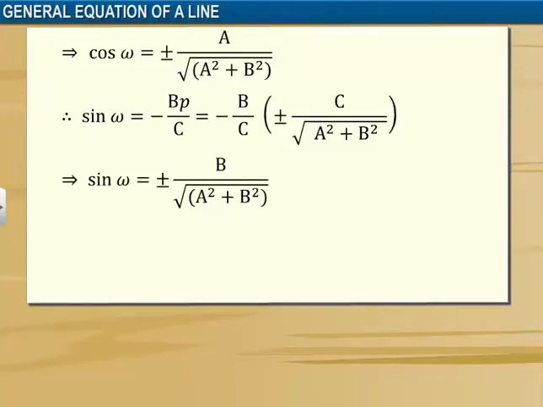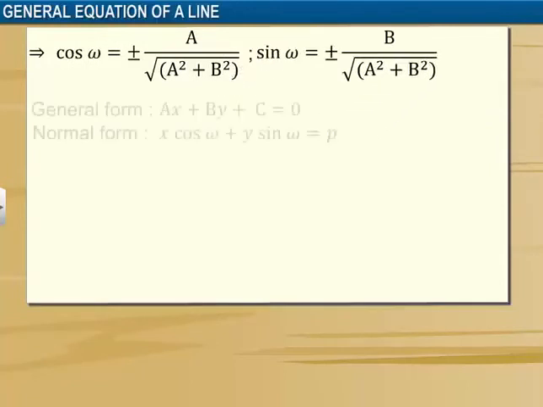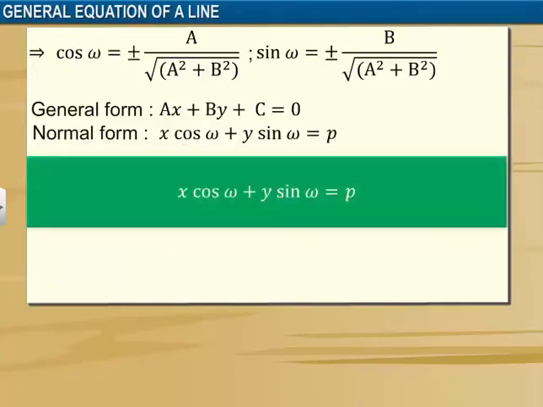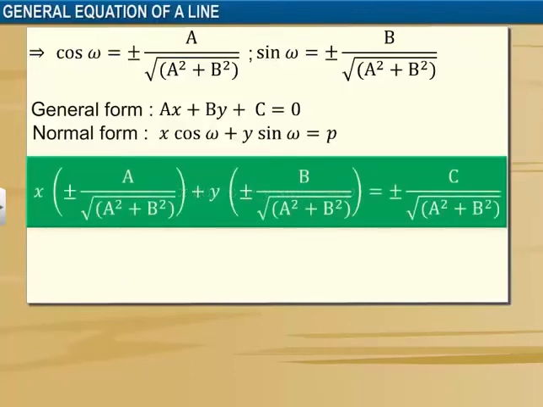Substituting the values of cos omega, sin omega and p in the normal form of the equation of a line, we get the general equation of a line in normal form. Note that the constant term on the right-hand side of the equation is always positive, as it is the length of the perpendicular from the origin to the line.